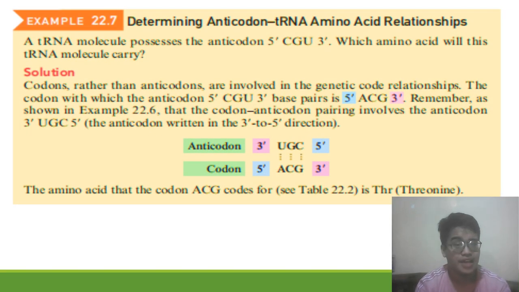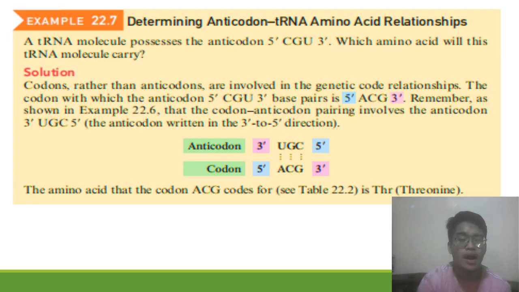So in the last slide, we determined the codon and anticodon relationship. And now let's determine the anticodon, tRNA, amino acid relationship. A tRNA molecule possesses the anticodon 5' CGU 3'. Which amino acid will this tRNA molecule carry?